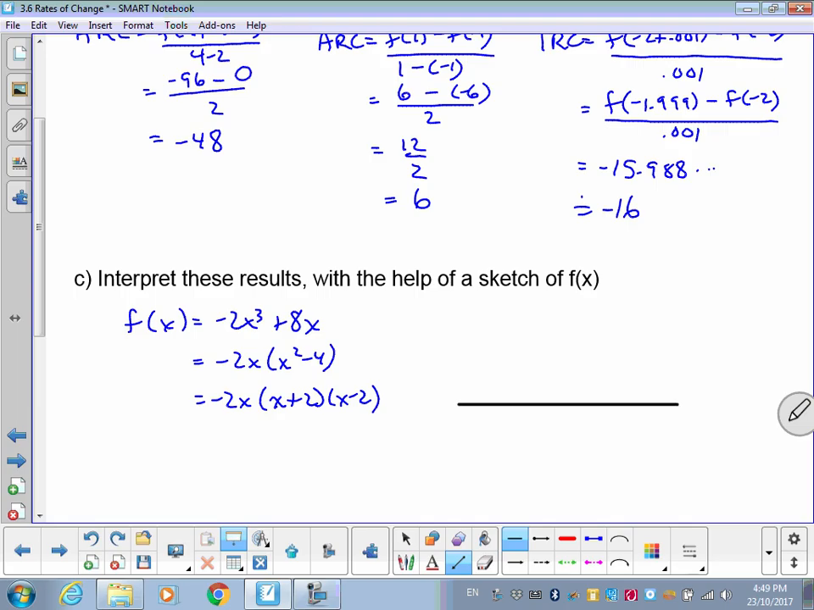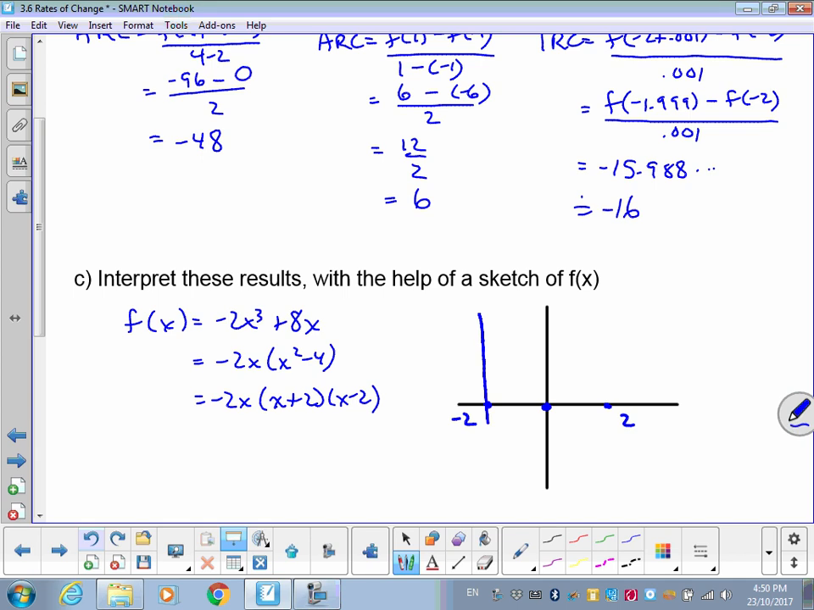And just on a rough sketch then, we know that there's a 0 at 0. Yeah, we're back. 0 at 0, a 0 at -2, a 0 at +2. This is a negative cubic, so it's going down left to right. So it's looking something like that.